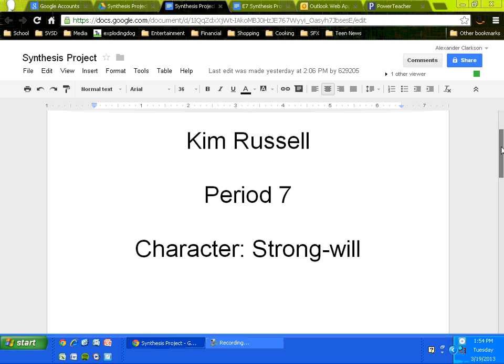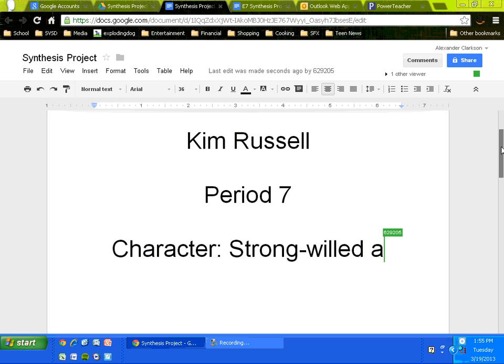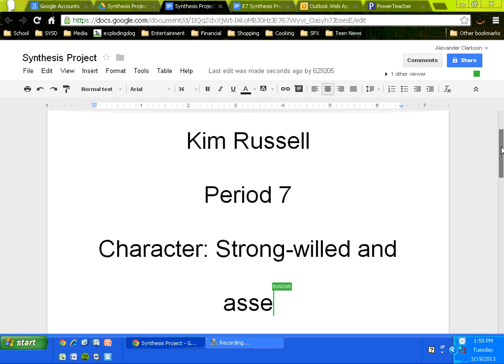Strong will. First, it would be strong-willed. ED would be the adjective form. Strong will would be a noun. Strong-willed. How about you add, let's do it this way. Characters that are strong-willed and assertive. Do you know what assertive means? Not being afraid to speak your mind or make decisions for yourself. Okay? Does that seem to fit? Okay. So, say characters that are strong-willed and assertive.